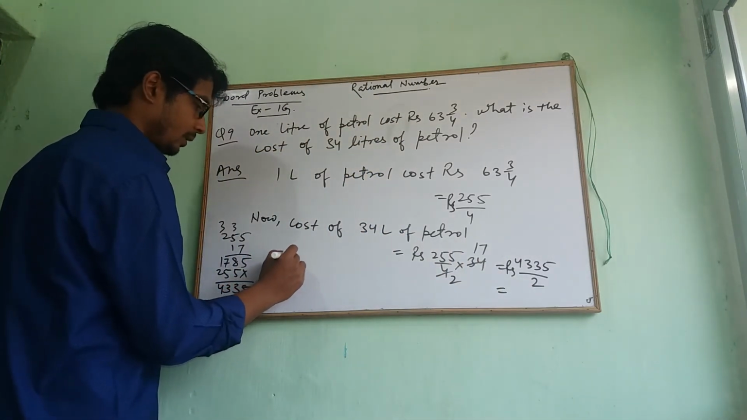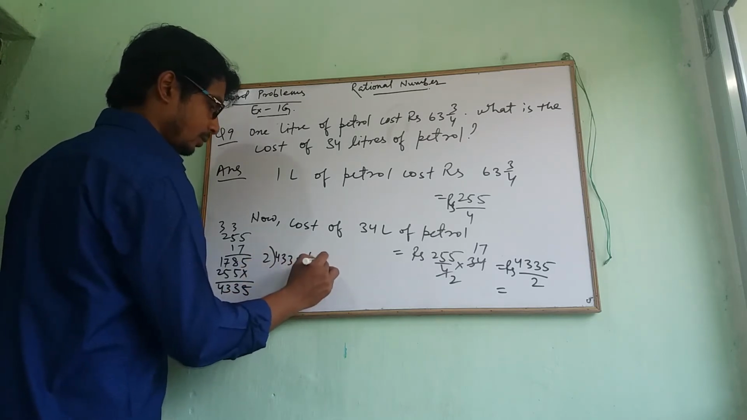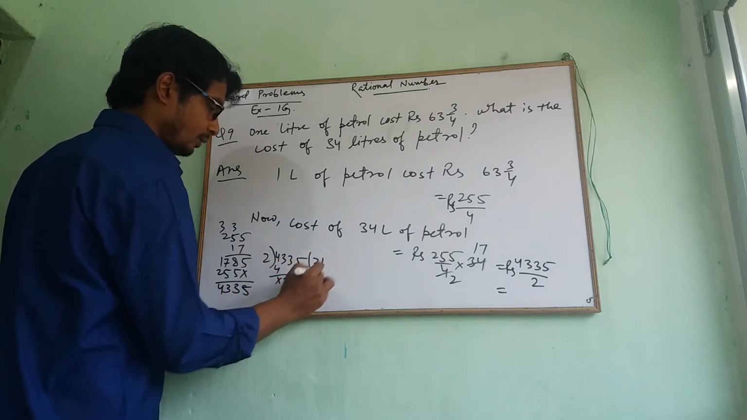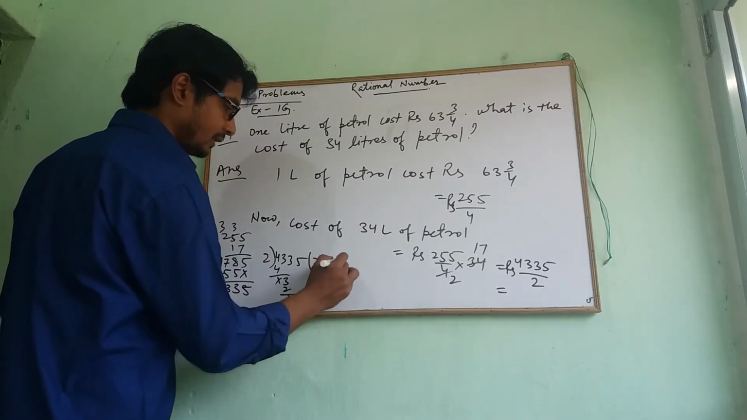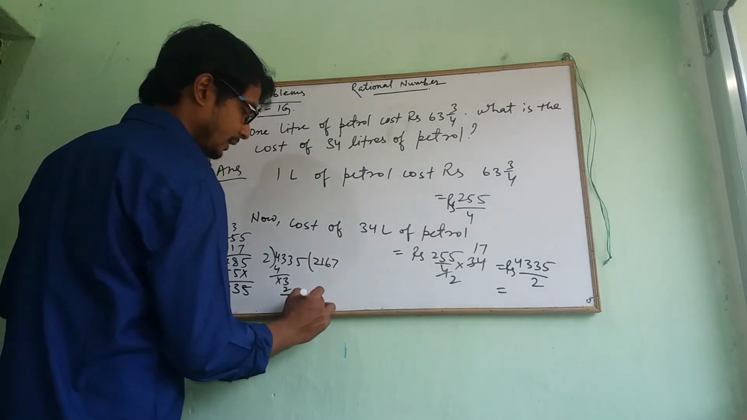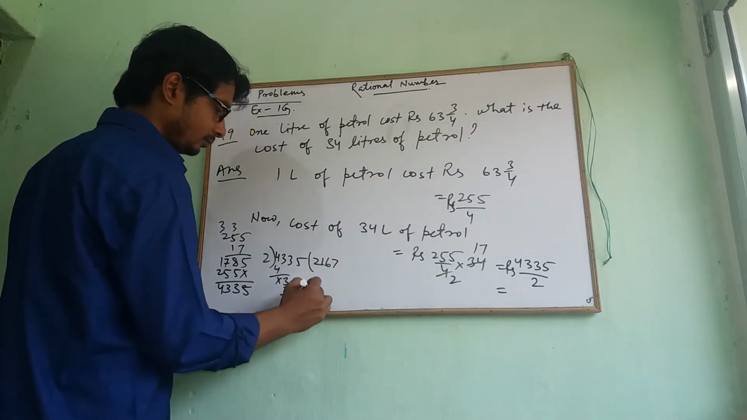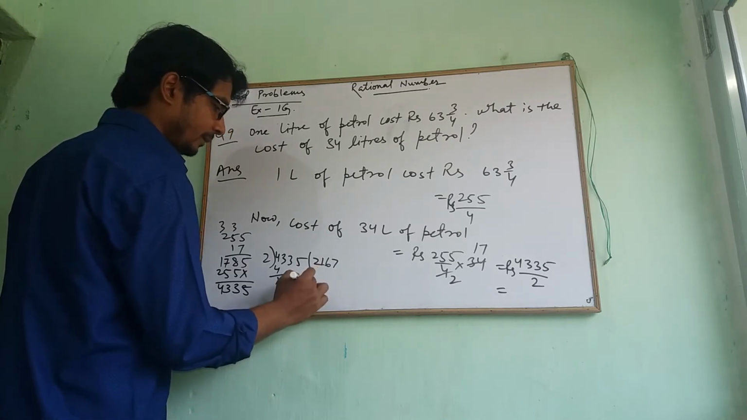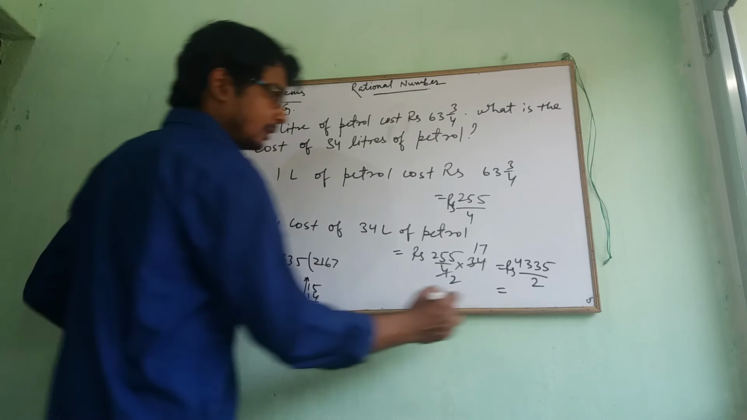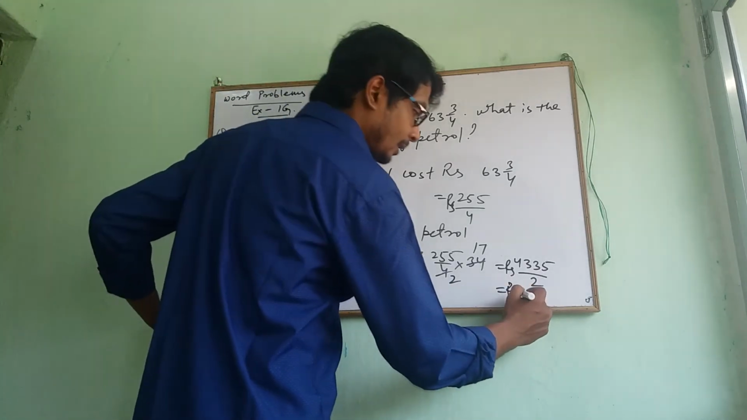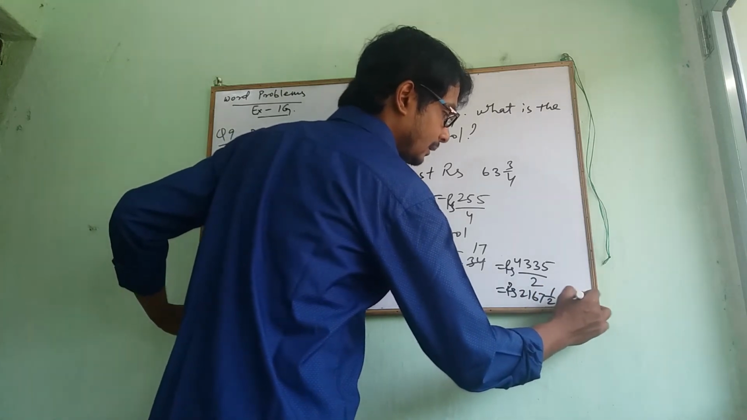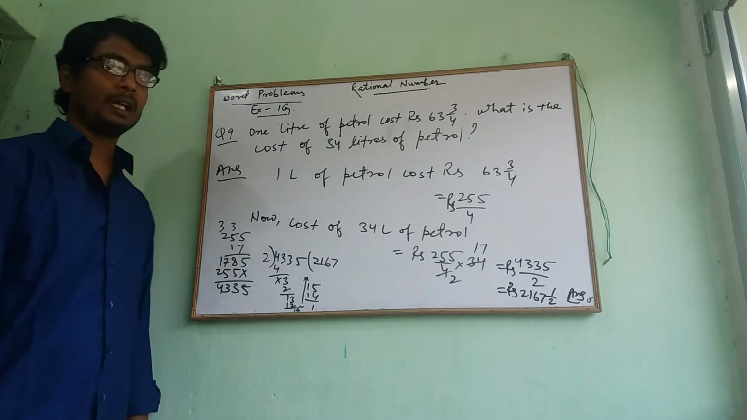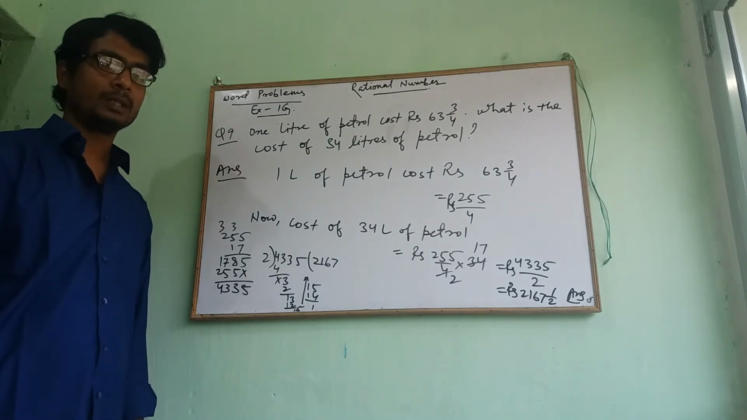So this becomes 2 2s are 4, 2 1s are 2, 2 6s are 12, 1 5, 2 7s are 14. So my remainder will be 1. So I will write it this way: rupees 2167 1 by 2. This will be my answer. I hope that you have understood this question also. Now let's move on to our next question.